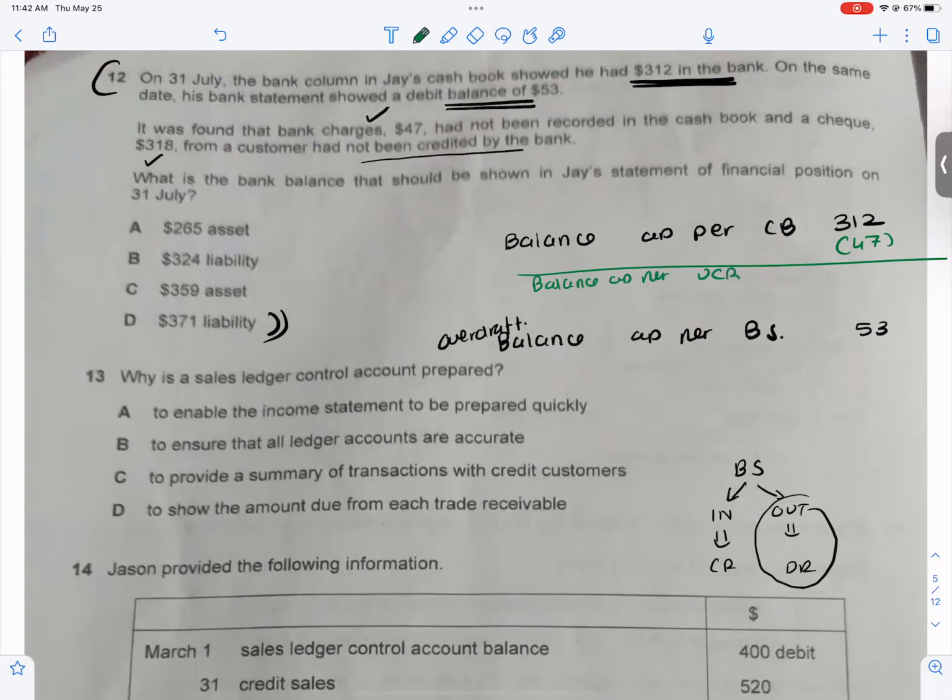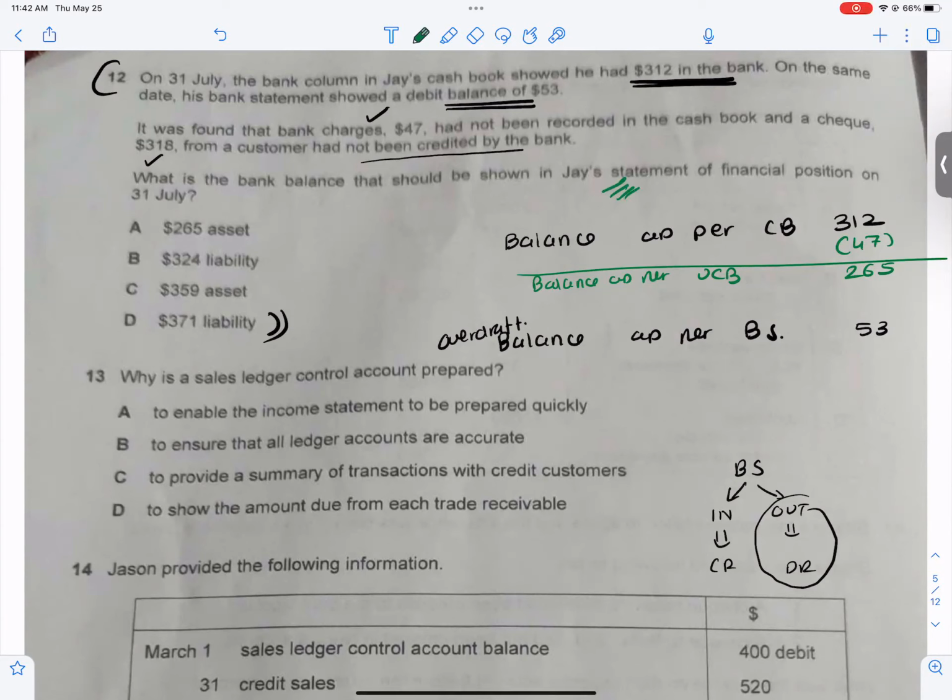359. 312 minus 47. Oh, I did plus 47. 265. Okay, 265. What is the bank balance that should be shown in Jay's financial statement?